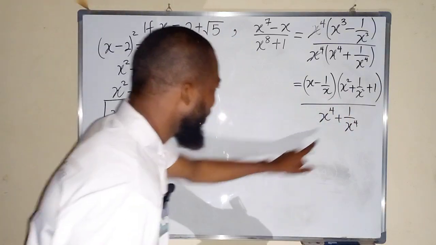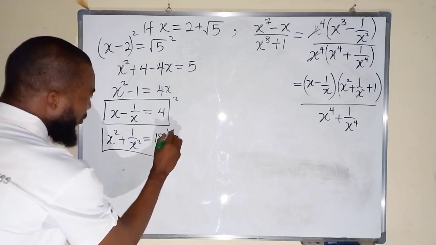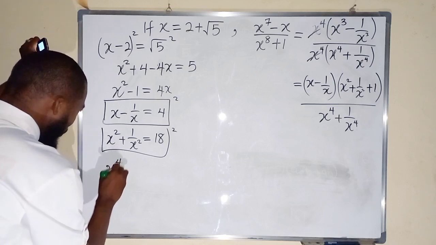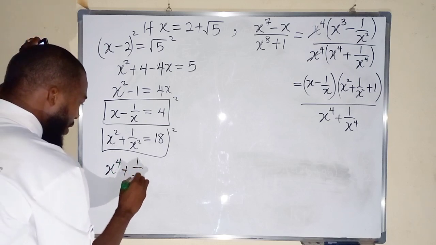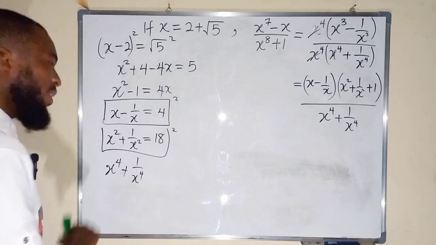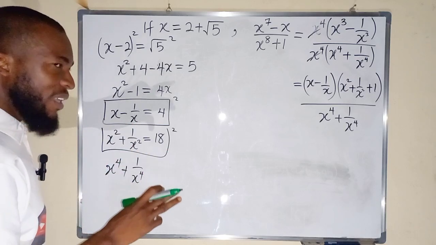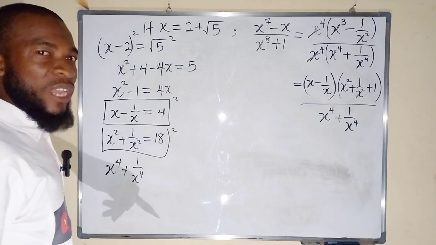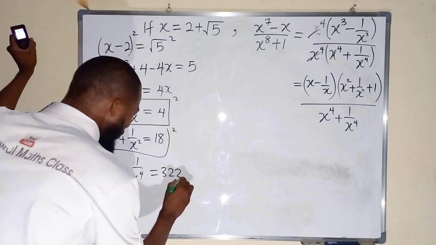And we can obtain the next one by squaring this one as well. So let me box this one, it's important. I want to also square this. First term squared is x to the power of 4. Second term squared is 1 divided by x to the power of 4. Then this time this will give us 1 times 2 is 2, positive 2. But I want to take that positive 2 to the right hand side, which is going to turn it to negative 2. 18 squared is 324. If you subtract that 2, you have 322.